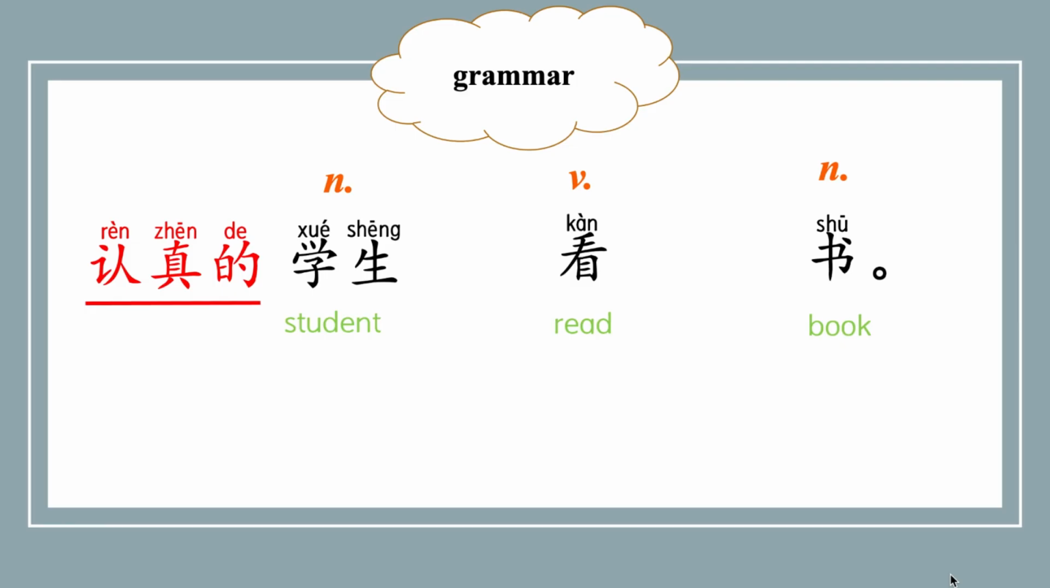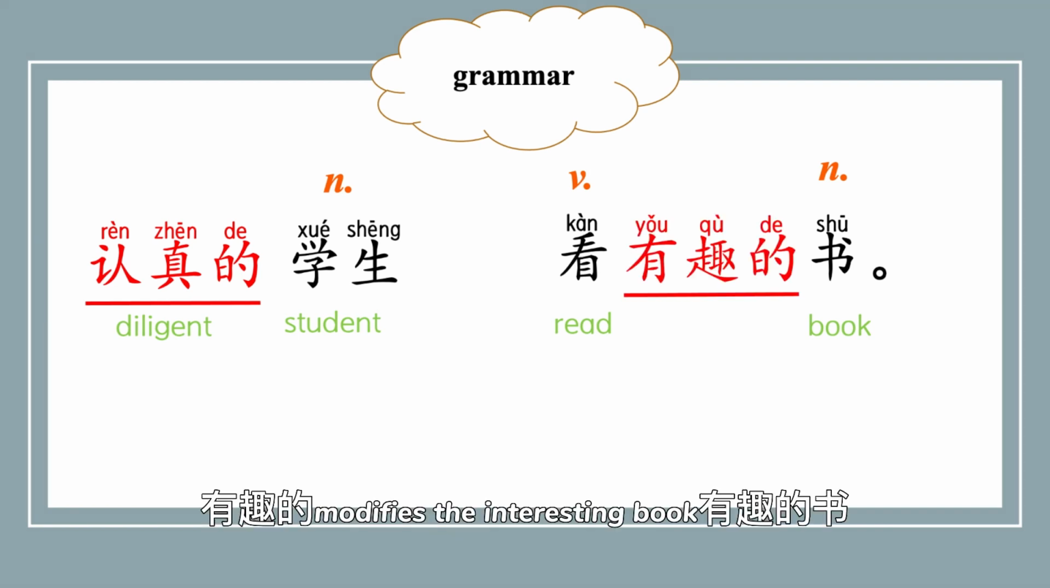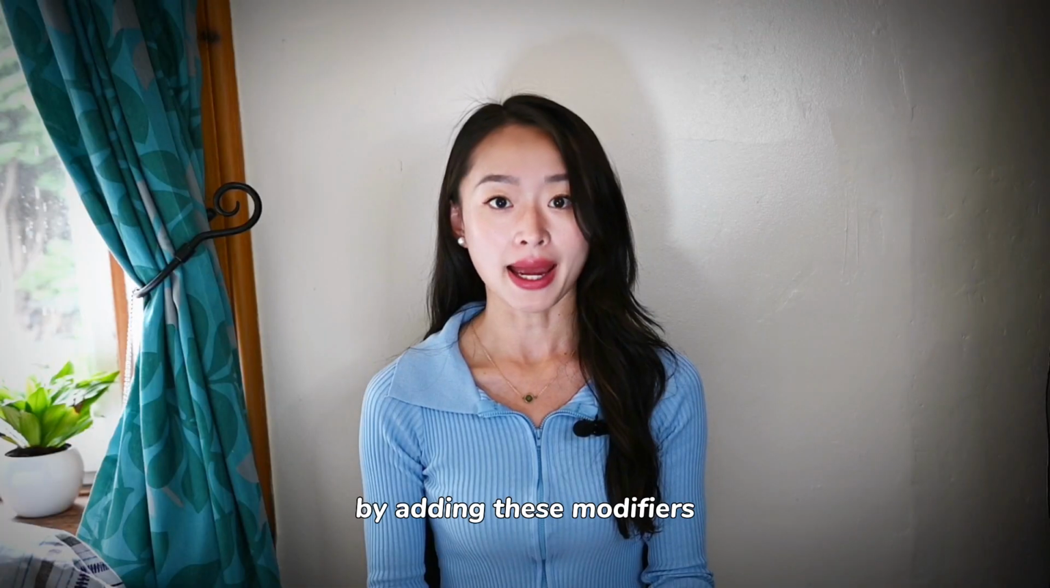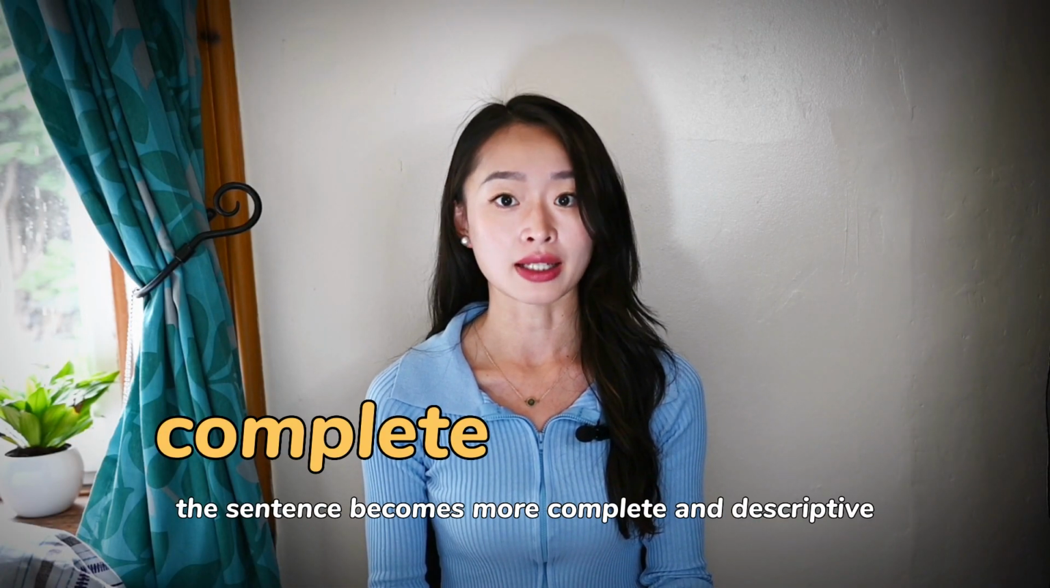For example, 认真的 describes the diligent student. 认真的学生。And 有趣的 modifies the interesting book. 有趣的书。By adding these modifiers, the sentence becomes more complete and descriptive.